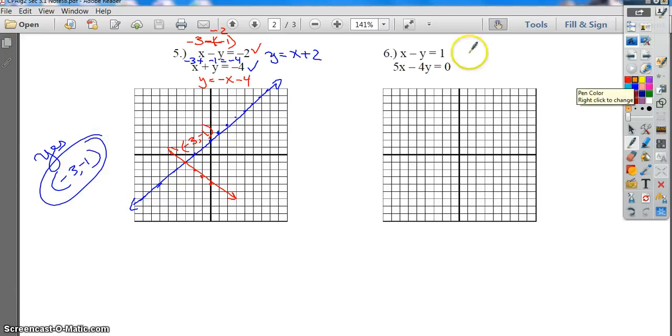All right, top equation, I'm going to add y, subtract 1. So if I add y over, and then I'm going to subtract 1 over, this is going to be y equals x minus 1. Bottom one here, I'm going to have 5x equals 4y, which then means y is going to equal 5 over 4 times x. So let's start with the top one in orange, negative 1, slope of 1.